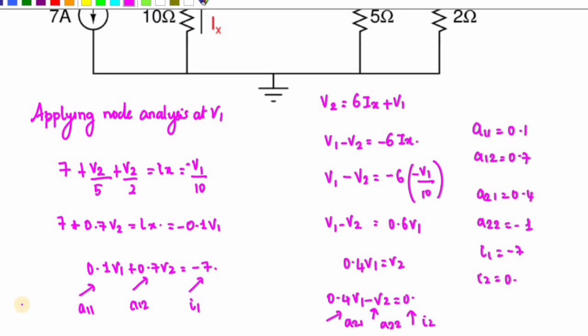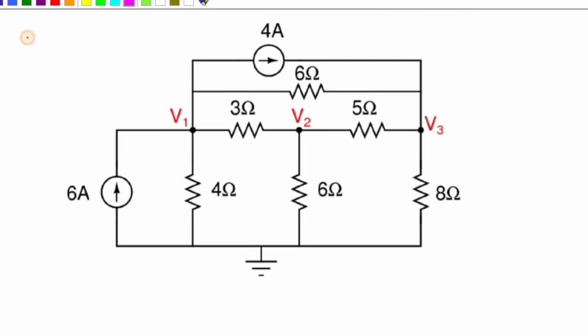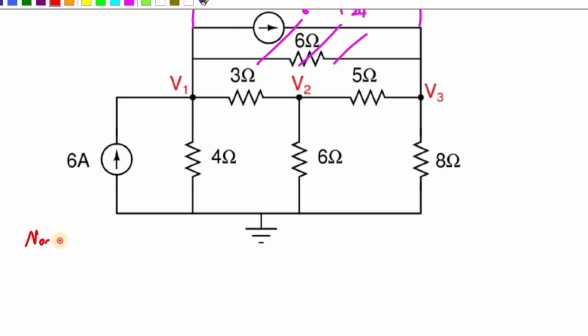So let us go for another problem. So this is your sixth problem. Here also you have to apply the nodal voltage method, one at V1, another at V2 and another at V3. So this is 6, it is not minus 6. So 6 is equal to V1 by 4 plus V1 minus V2 by 3 plus V1 minus V3 by 6.